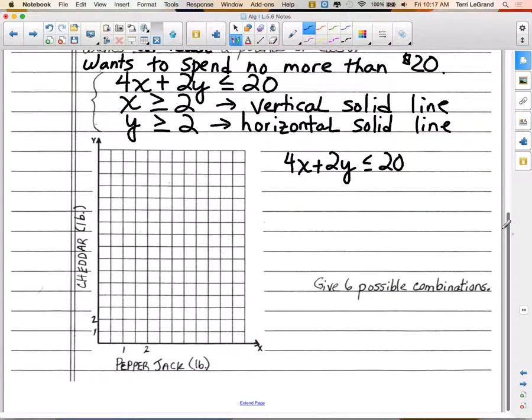Okay, you know what? Before we even get 4x plus 2y is less than or equal to 20 put into slope-intercept form, let's go ahead and graph those vertical and horizontal solid lines. So the one that is vertical has to cross the x-axis at 2. So I go to 2 on the x-axis. Oh, I got to finish numbering this. Get it numbered, labeled.